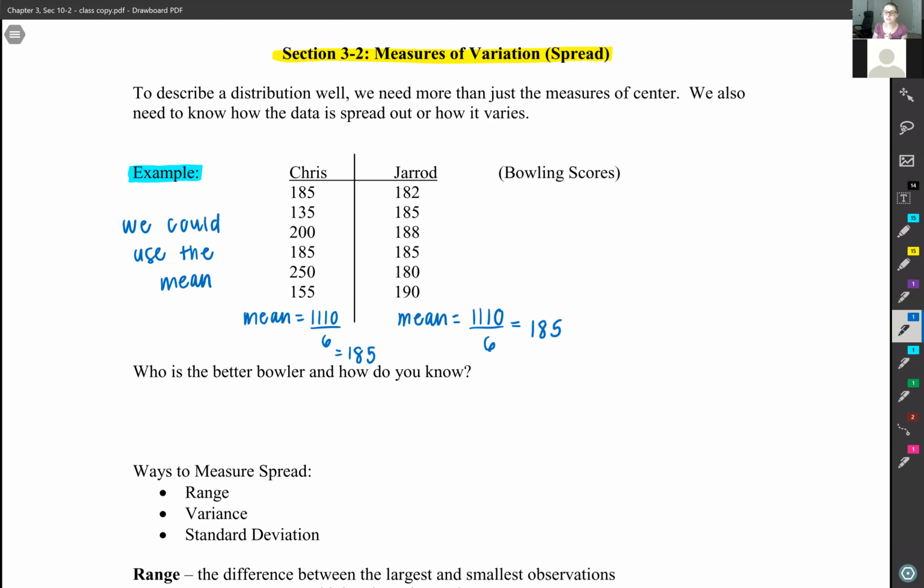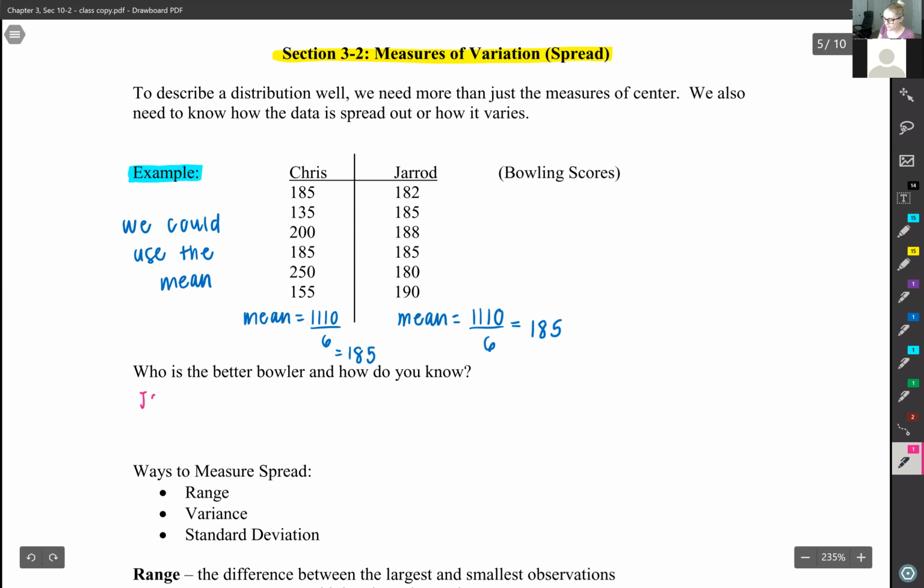So if you're going to bet on someone to win in the bowling game, I would say you bet on Jared more often, because Chris is kind of a toss-up. He could either do really, really well or pretty poor, but Jared is going to be pretty consistent. So I would claim that Jared is better. This is where we get into measures of variation, because Chris's scores are more spread out, so they have more variation, whereas Jared's scores are more consistent, and they're all around the same values.